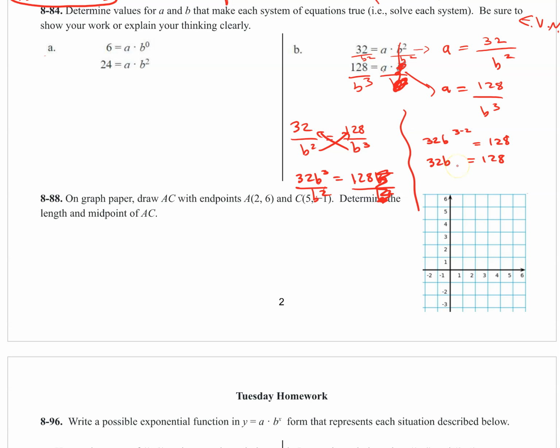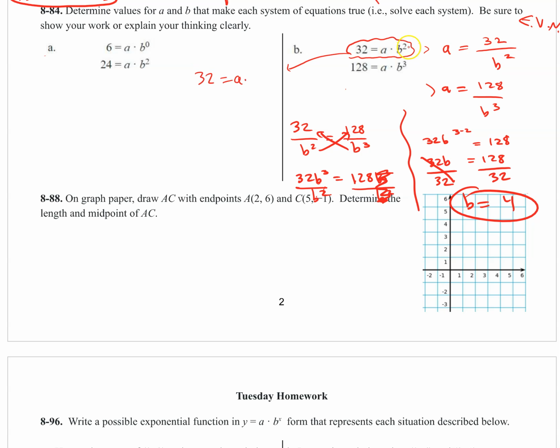So 32b equals 128. Last step, divide by 32. So our b is going to be 4. All right, now we go back up to these equations, and I can pick either one, plug in b to either one of these. This one looks a little bit easier, so let's use that one. Let's say 32 equals a times, instead of writing b squared, I'm going to write 4 squared.